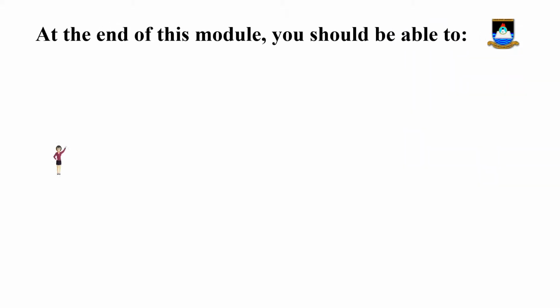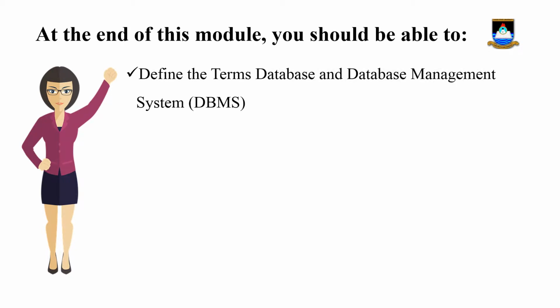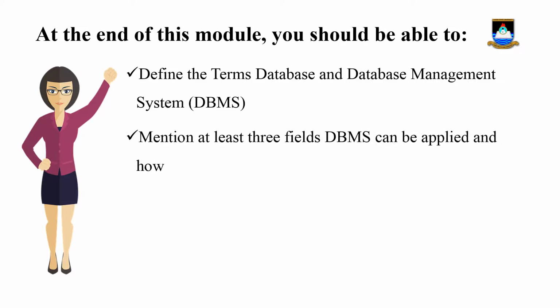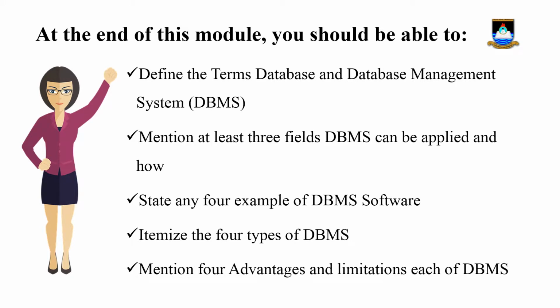At the end of this module, you should be able to define the terms database and database management system, also referred to as DBMS. Mention at least 3 fields of occupation where DBMS can be applied and how. State any 4 examples of DBMS software. Itemize the 4 types of DBMS and mention 4 advantages and limitations associated with the use of DBMS.